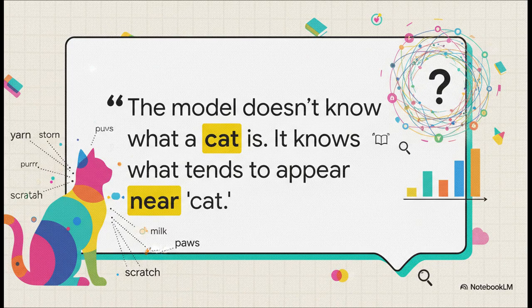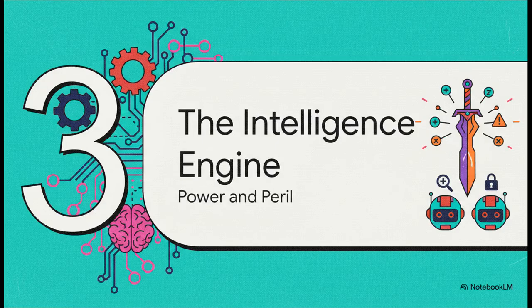The model doesn't know what a cat is. It knows what tends to appear near cat. Just let that sink in. It has no definition, no concept of a furry, four-legged animal. All it has is a giant statistical map of all the words that tend to hang out around the word cat. For the AI, meaning is just an echo in a statistical neighborhood. So this way of thinking, it is unbelievably powerful.